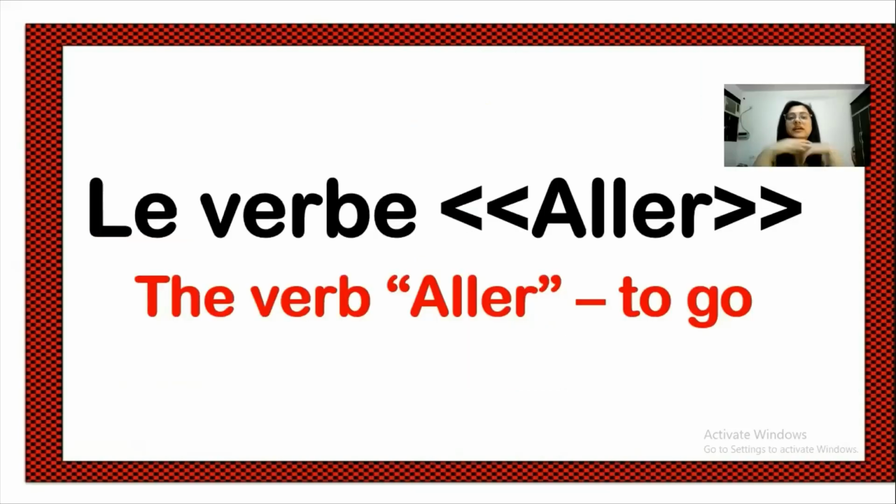We're going to learn how to conjugate the verb aller, which means to go. The verb aller. Le verbe aller, in English, it means to go. In French, we are going to learn the conjugation and pronunciation, how to conjugate the verb aller, which means to go. All right, let's start with the conjugation.